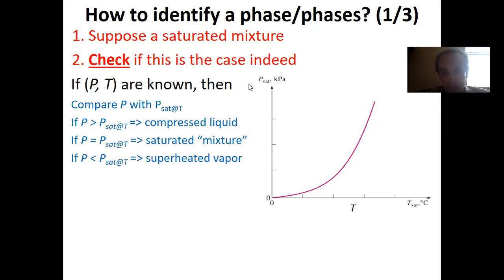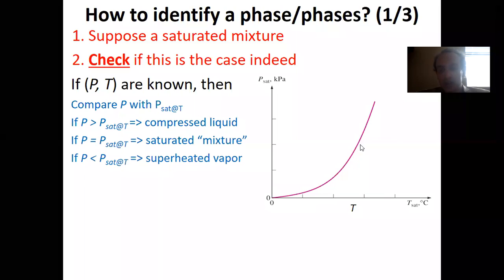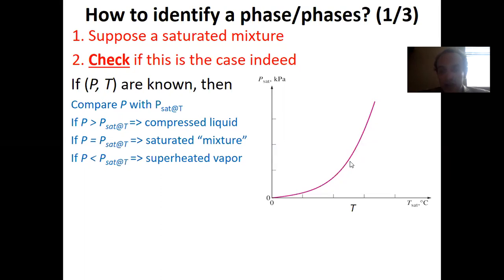Anyway, coming back here, the PT diagram. Assume you deal with a saturated mixture. If it's true, what does it mean? That you should be along this pink line. And then what will you check? You will check where you are with respect to this line, above or below, left or right, and based on which you make a conclusion.